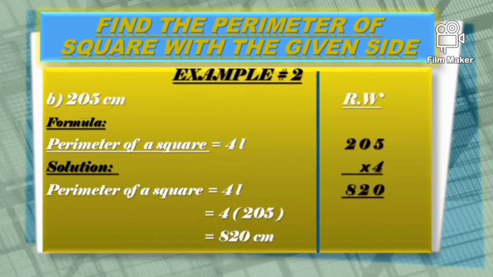In example number 2, length of a side of a square is 205 centimeter. First, write the formula of a square, which is perimeter of a square is equal to 4L. Now put the value of length of a side of a square in the formula, that is 205. Then multiply 205 by 4. We will get 820. 820 centimeter, that is the perimeter of a square.